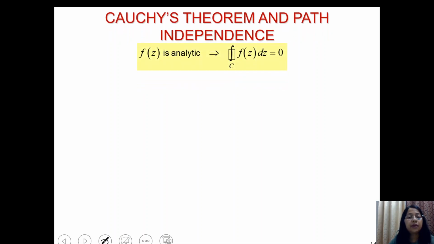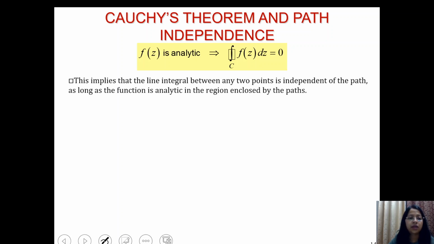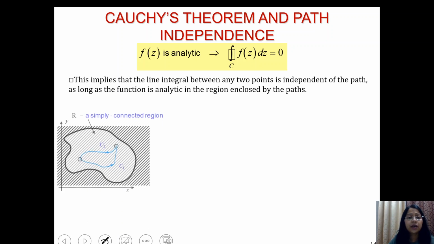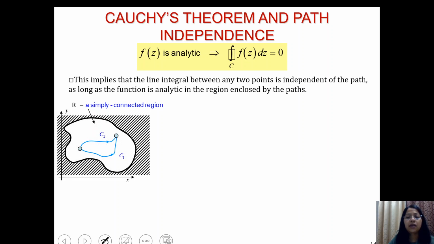So remember the statement of Cauchy's theorem: if a function f z is analytic in a simply connected region R, then over a closed curve C, the closed integral of f z dz becomes 0. And it is of course path independent.